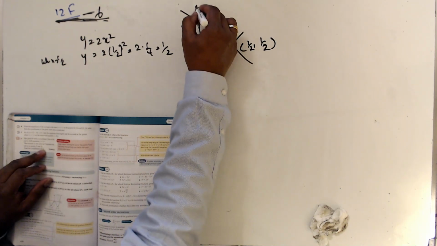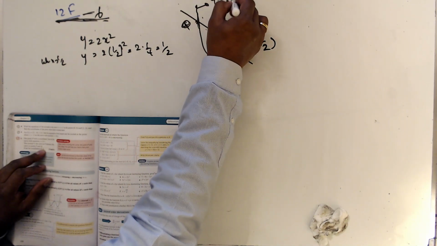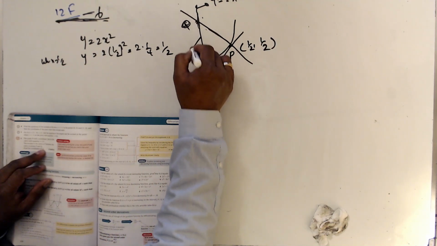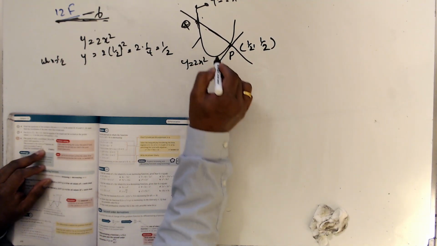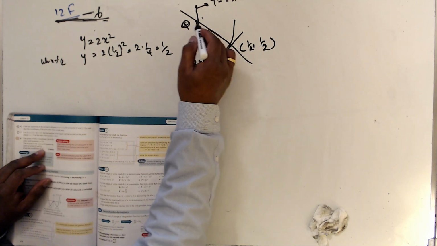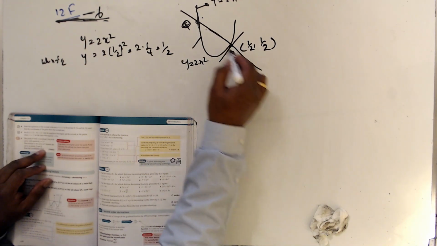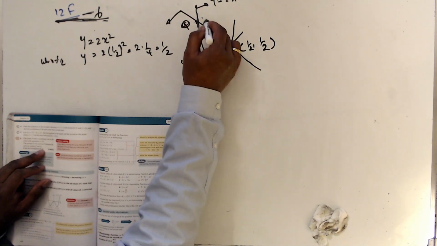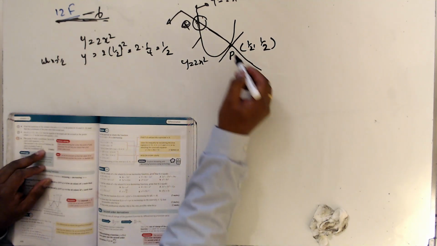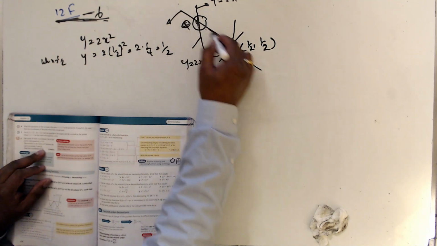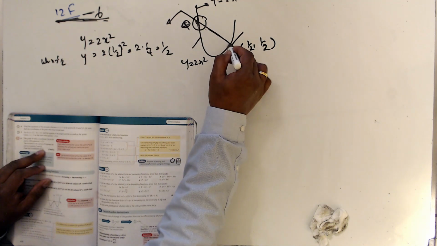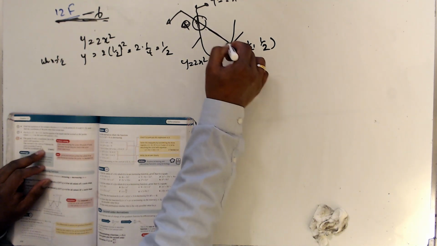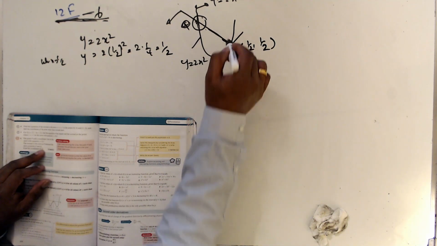So we know the equation of the curve, y equals 2x squared. And if we know the equation of the normal, then we can solve and get this point. What is this one? This is the normal at this point. Now we'll find the equation of the normal at this point.